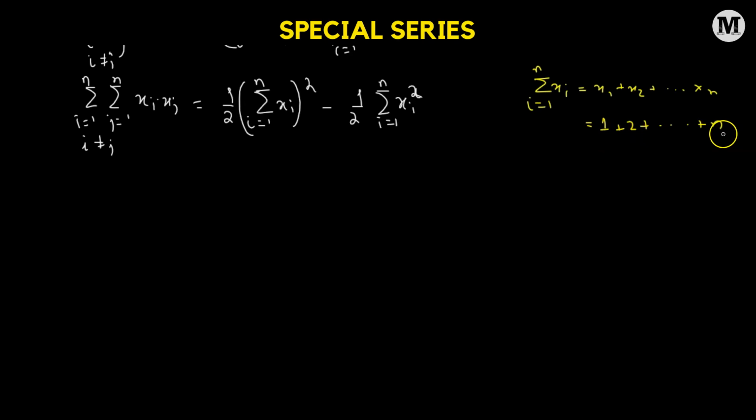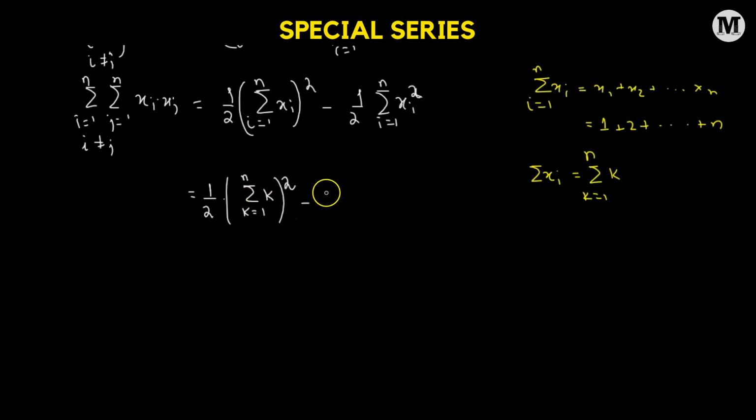So this is the sum of the first n natural numbers, or in other words, we can replace the summation x of i with summation k, where k goes from 1 to n, and it will mean exactly the same thing. Now that means we can replace it with half times summation of k, where k runs from 1 to n, and we're going to square this value, minus half times... Now we have summation of xi squared. And using the same logic, we can say this is going to be summation of k squared, where k goes from 1 to n. Okay, now we have a standard formula for each of the two summations.